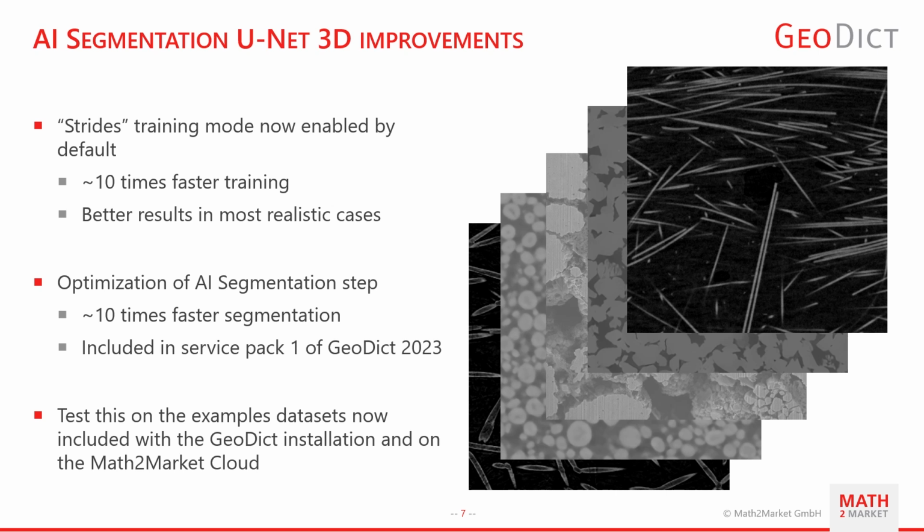And if you want to test out all these improvements to our segmentation and the speedups of the UNet segmentation, you can do this on the example datasets you can see here on the right side that are now included in your GeoDict installation if you check the box in the installer.